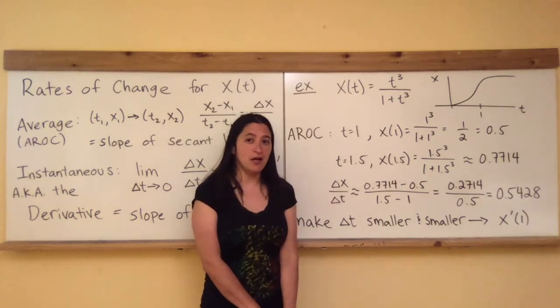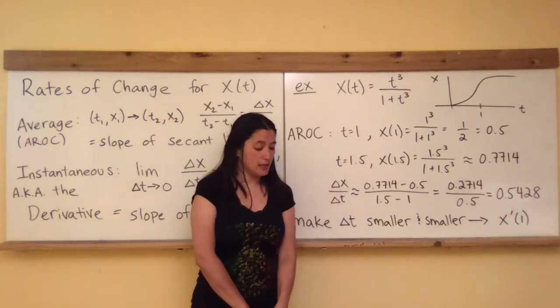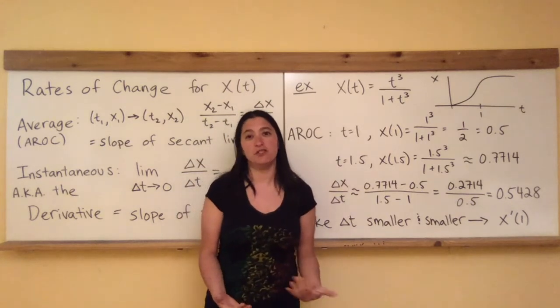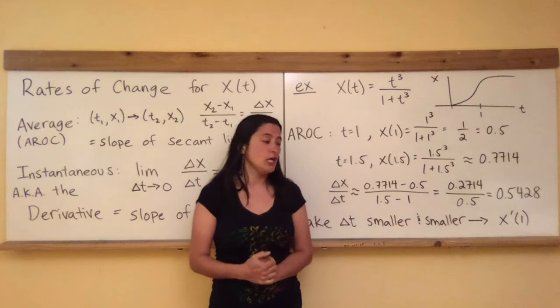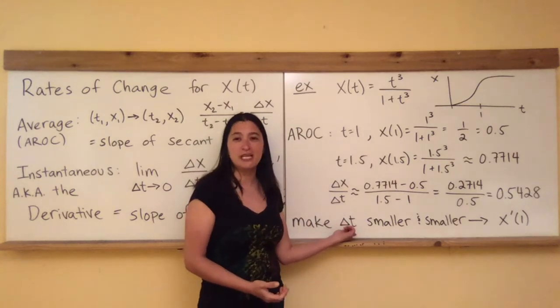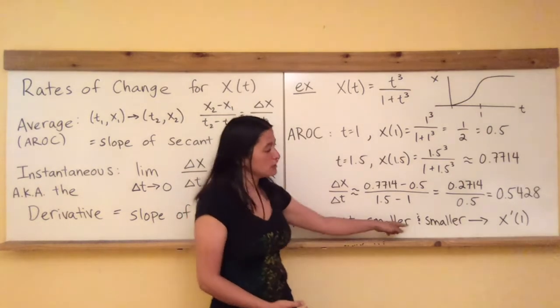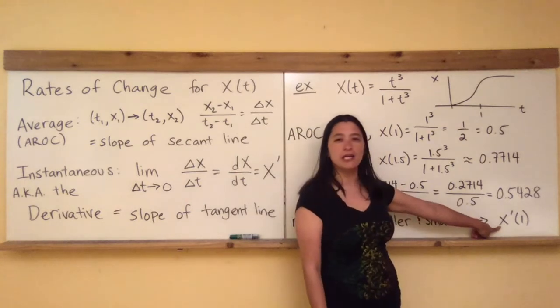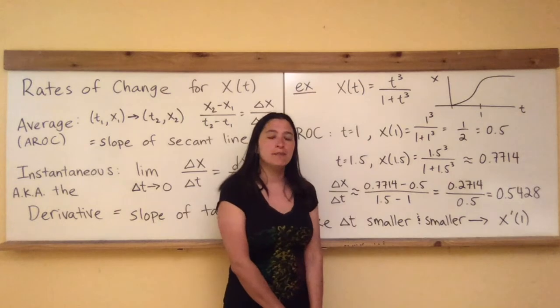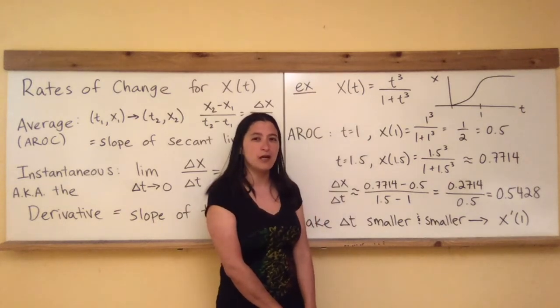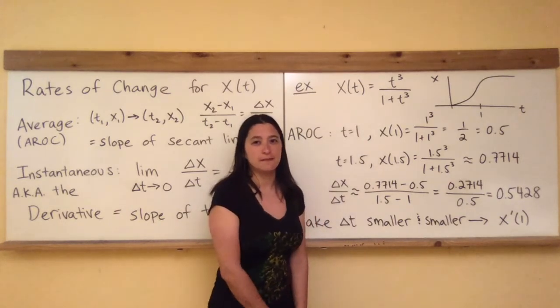So that's going to be a lot of hand calculation work to do by hand, but I've also got a fun visual way, where I'm going to be using the Desmos link that you see in the description, in order for you to see how this pans out as we try to get an idea of what the value of x prime exactly at t is equal to 1 is going to be, by using successively smaller values for the delta t.